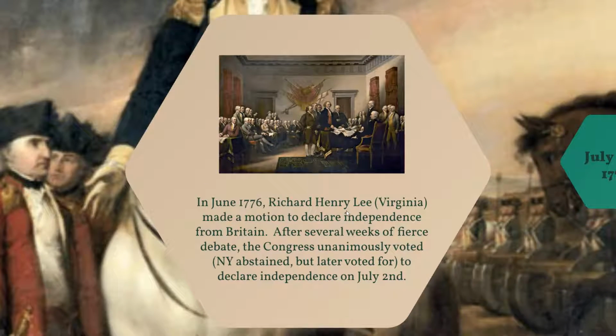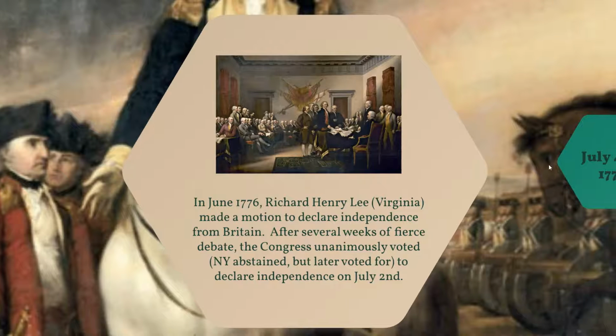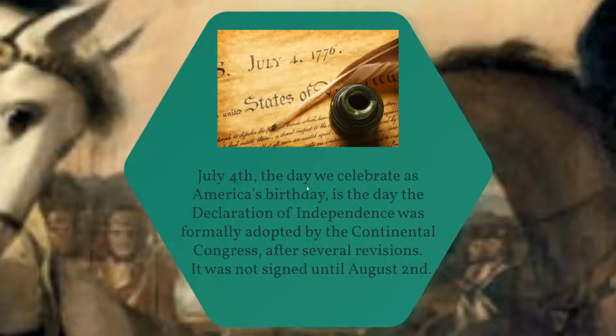The birth of a new nation. In June 1776, Richard Henry Lee of Virginia made a motion to declare independence from Great Britain. After several weeks of fierce debate, the Congress unanimously voted, although New York abstained, but later voted for, to declare independence on July 2nd. Now, July 4th, the day we celebrate as America's birthday, is the day the Declaration of Independence was formally adopted by the Continental Congress after several revisions.